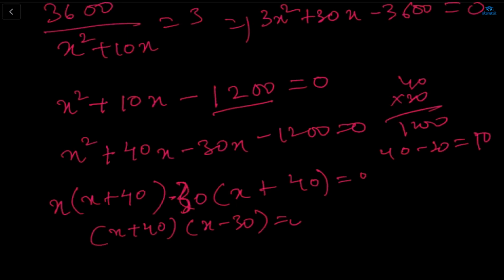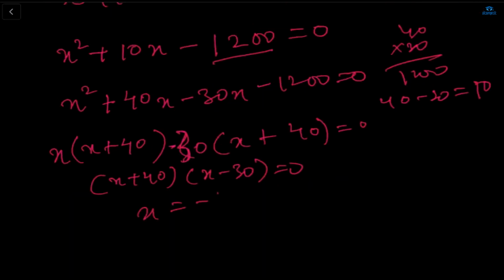So what will be the values? x is equal to minus 40 and x is equal to 30. Speed cannot be negative, so the value of x will be equal to 30. The speed of the passenger train is 30 kilometer per hour.